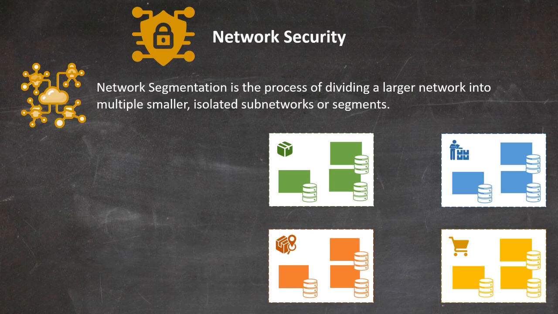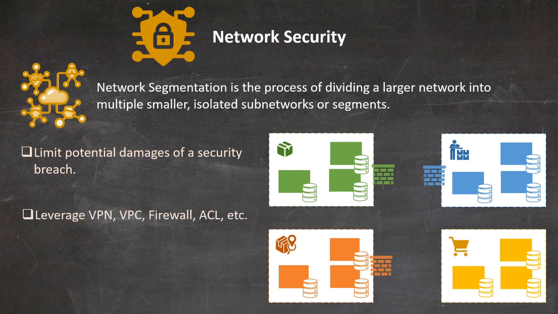Network segmentation is crucial because it limits the potential damage of a security breach. If an attacker gains access to one segment, they can't easily move laterally to other parts of your network. This containment strategy is particularly important in microservices architectures, where you might have dozens or hundreds of services. Implementing network segmentation can involve techniques like using virtual networks, firewalls, and access control lists. By carefully controlling which services can communicate with each other, you create a more secure and manageable environment.